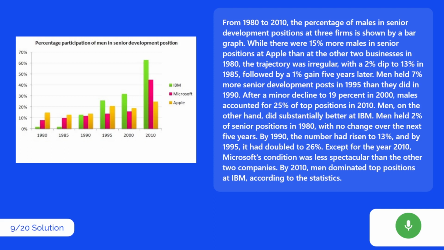Men, on the other hand, did substantially better at IBM. Men held 2% of senior positions in 1980, with no change over the next 5 years. By 1990, the number had risen to 13%, and by 1995, it had doubled to 26%. Except for the year 2010, Microsoft's condition was less spectacular than the other two companies. By 2010, men dominated top positions at IBM, according to the statistics.